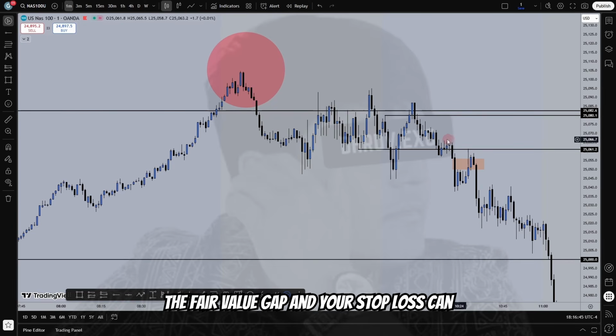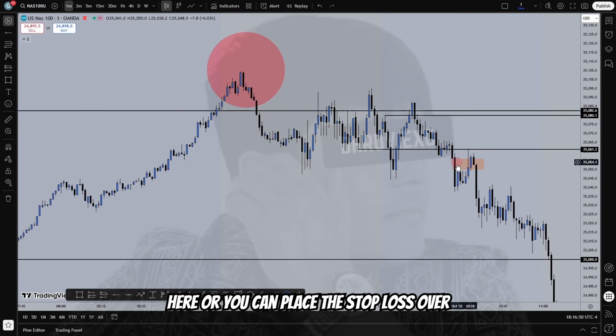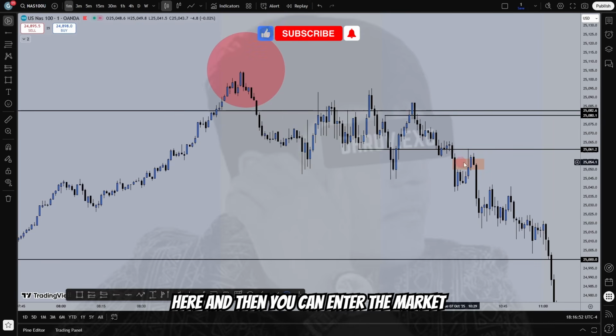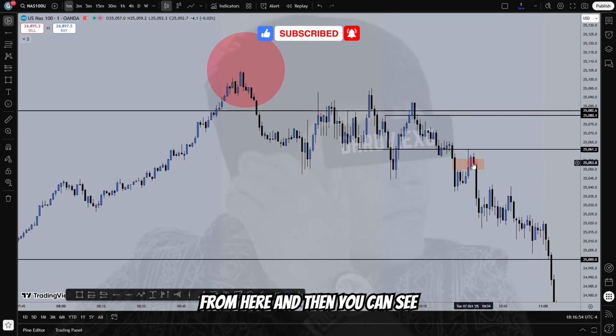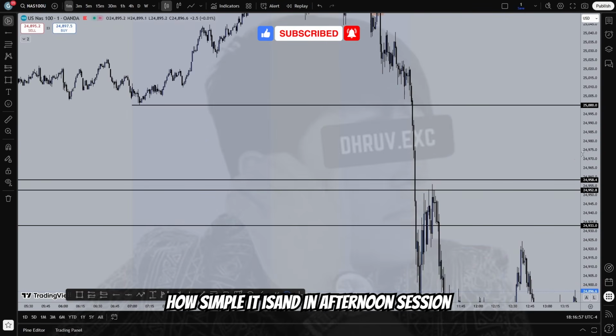Okay, and your stop loss can be above this high, not this high. Okay, because price can go up like the way it did over here, or you can place the stop loss over here, and then you can enter in the market from here. And then you can see how simple it is.